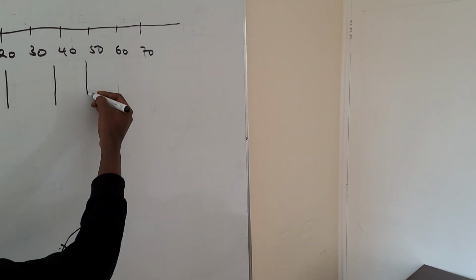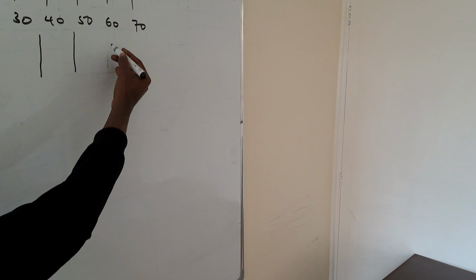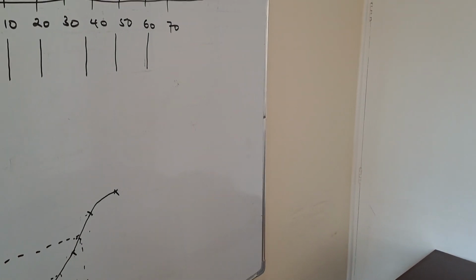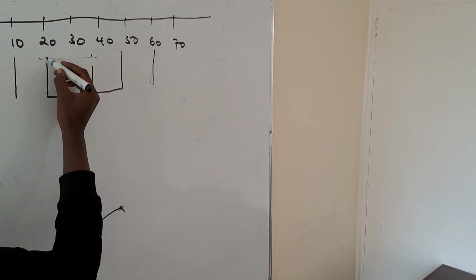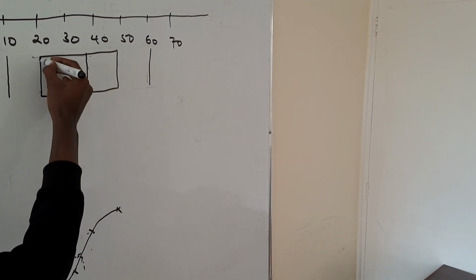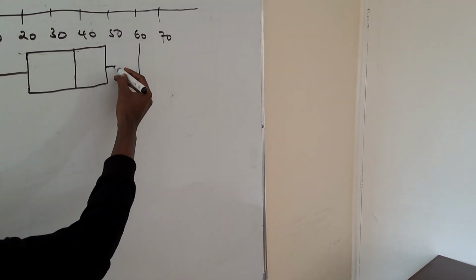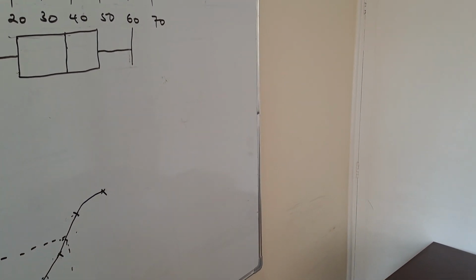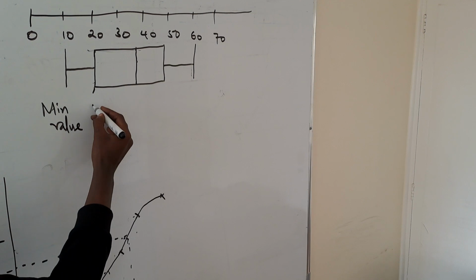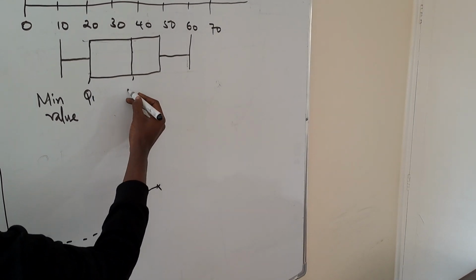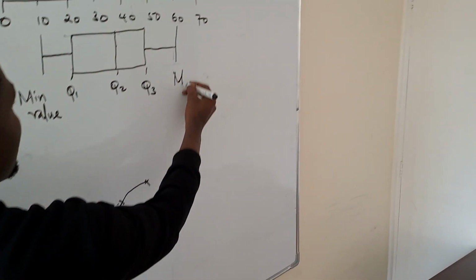The upper quartile is 45. And then we have the maximum value as 60. Maximum value is 60. So we're going to have our box here. And then a line joining that box, another line joining the maximum value. So this is the minimum value. This is the lower quartile. This is the median, Q2. This is the upper quartile, Q3. And this is the maximum value.